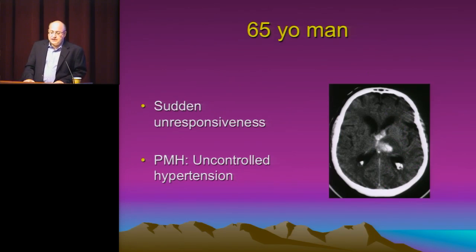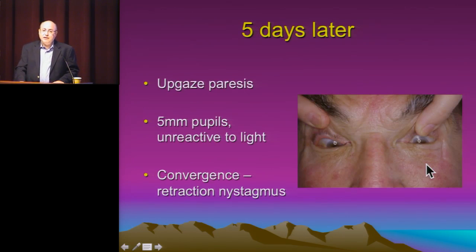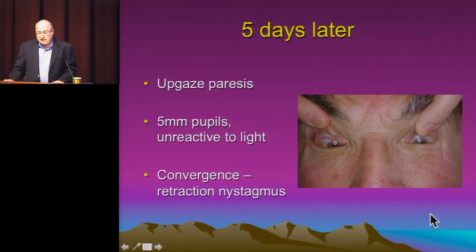So this next patient is a 65-year-old man, sudden unresponsiveness, has a history of uncontrolled hypertension. He's got a hemorrhage in his thalamus, compressing the midbrain, giving him hydrocephalus. 5 days later, he's awake, alert, but he has an upgaze paresis. His pupils are unreactive to light. They're 5 millimeters, and he has convergence retraction nystagmus, which means when you have him attempt to look up, instead of being able to look up, his eyes converge and retract in the orbit.